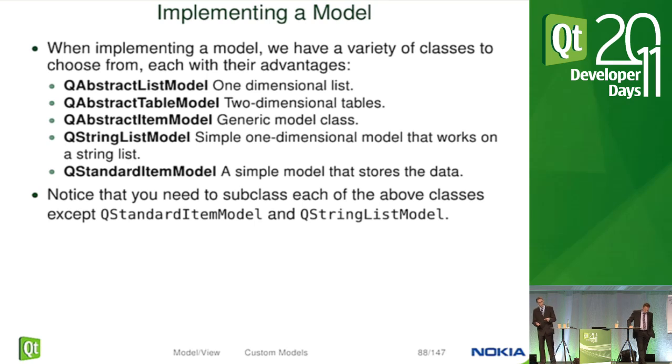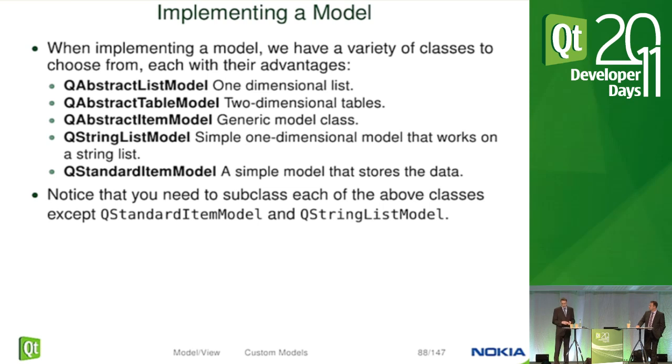If you want to implement the translation between your own data structures and the language the view speaks, we need to implement some subclass of abstract item model. There are 3. We mentioned that as well already. The list model, the table model, and the very generic one, which is also the one you use for trees.